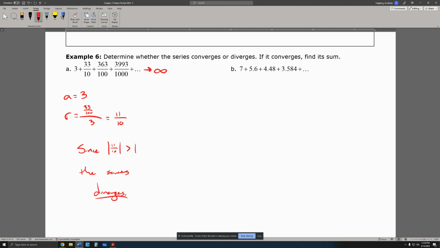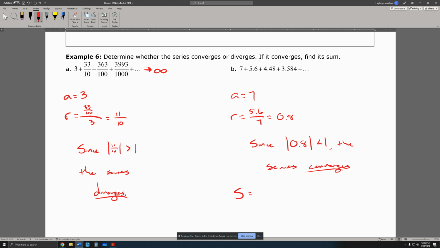Okay? Let's try another. Letter B. Here we have our first term is 7. Our common ratio, we do 5.6 divided by 7, the second term divided by the first term. Well, this is equal to 0.8 or 4/5. Since the absolute value of 0.8 is less than 1, the series converges. Okay, the series converges.